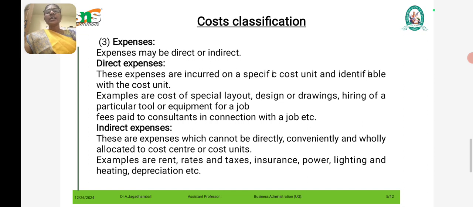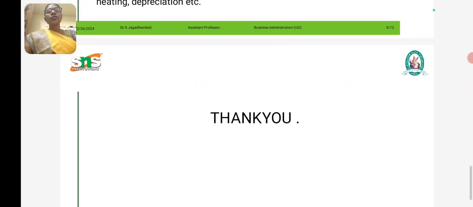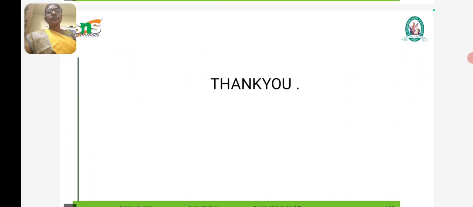Indirect expenses are expenses which cannot be conveniently allocated directly to a cost center or cost unit. Examples are rent, taxes, insurance, power, light, heating, depreciation, etc. These are all the points involved in expenses. So these are all the cost classifications.